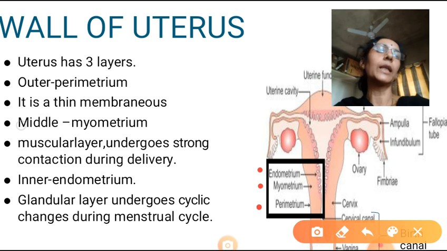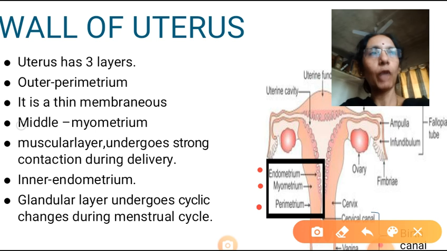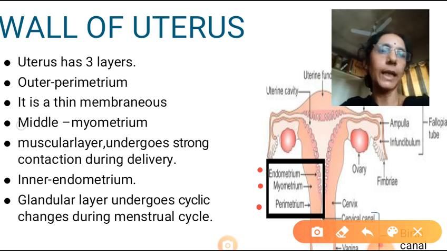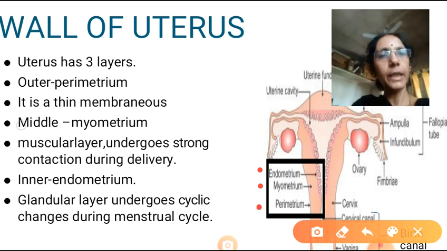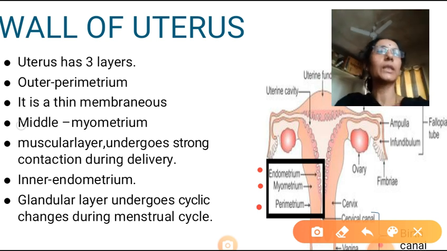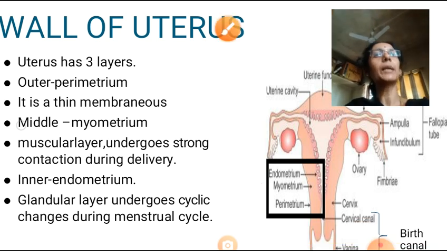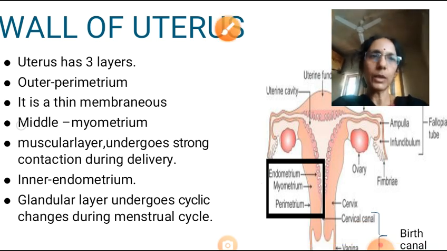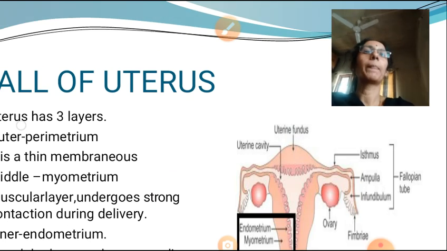So the uterus has three wall layers. What are they? The outer is the perimetrium, thin and membranous. How will you call the middle layer? Myometrium, muscular. This layer will undergo wild contraction during parturition or childbirth. The inner one is called the endometrium, that is glandular. It undergoes cyclic changes during the menstrual cycle. What is the menstrual cycle? It is the reproductive cycle that occurs once in 28 days in a primate female.